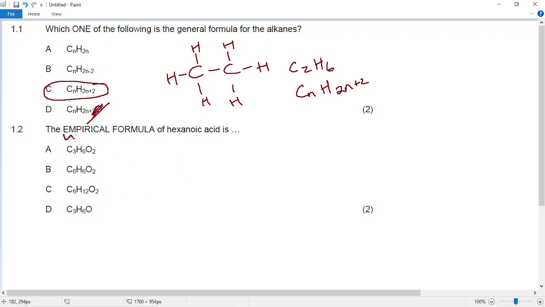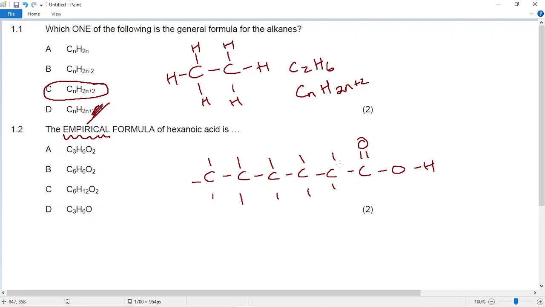Now, the next question says, what is the empirical formula of hexanoic acid? So first you have to know what hexanoic acid is. So you're going to draw 1, 2, 3, 4, 5, 6. Of course, if you know your general formulas, this is not necessary. But if you don't, draw your hexanoic acid. And now I'm going to cheat and only draw the sticks and not the hydrogens. So if we count, I've got 1, 2, 3, 4, 5, 6 carbons. So I've got 6 carbons.